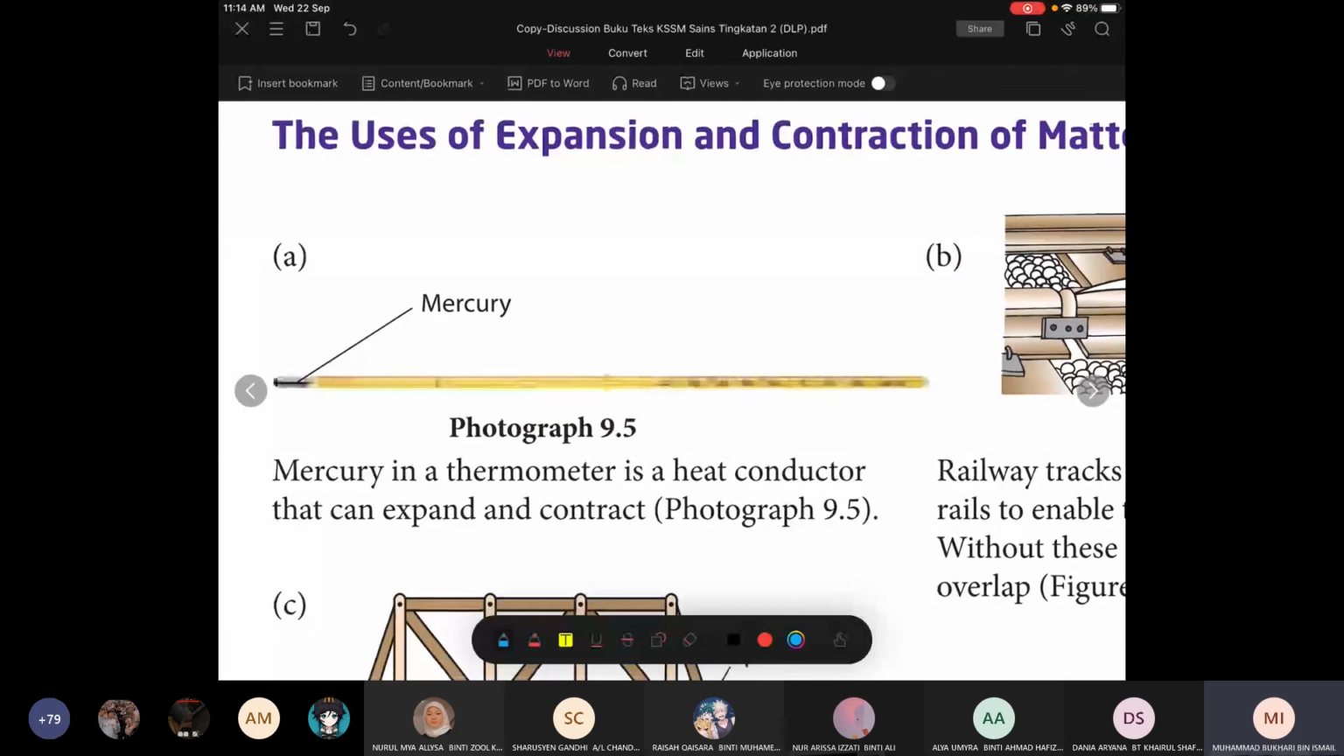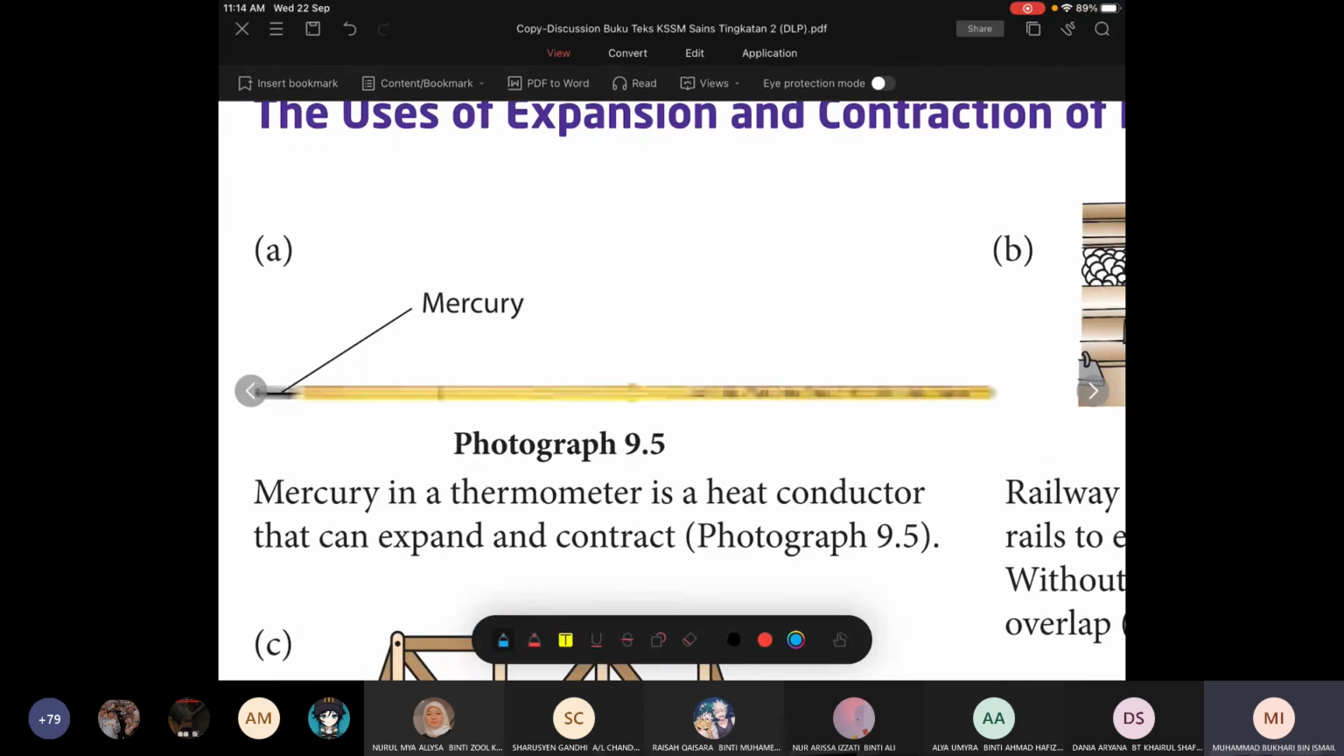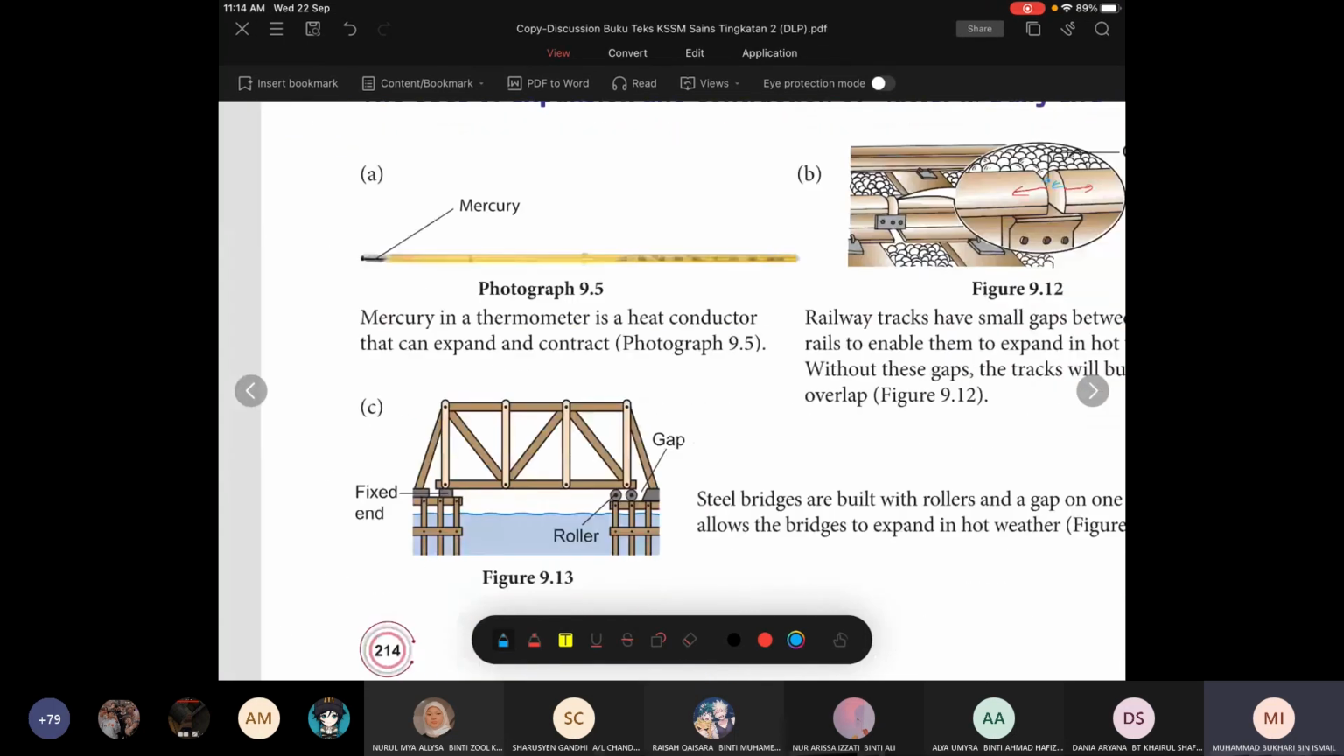What happens to the mercury? When the mercury receives heat, it will expand, and that causes it to reach a higher level to indicate a higher temperature. So the thermometer is used to measure temperature. When it receives heat, it will expand, and we can see the level of the mercury will rise. When it rises, we know that the temperature is higher. So the principle of expansion is applied here in the case of the thermometer.